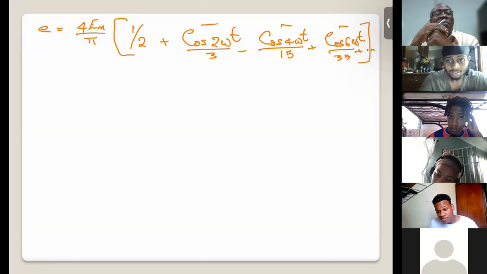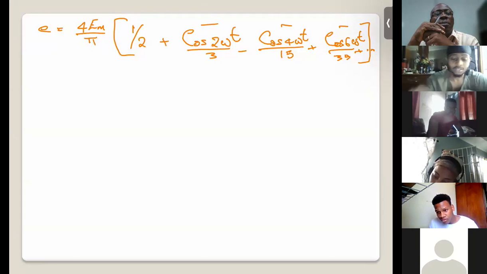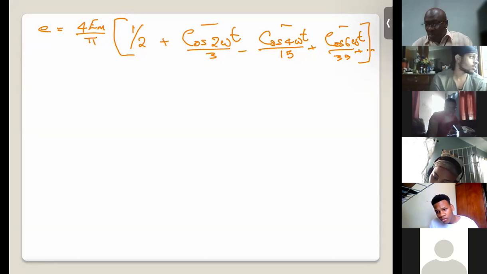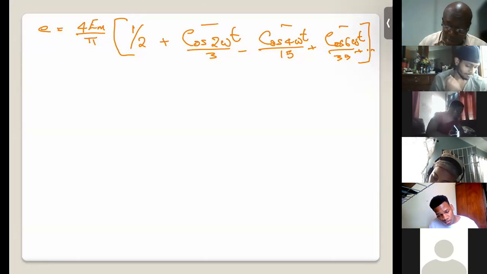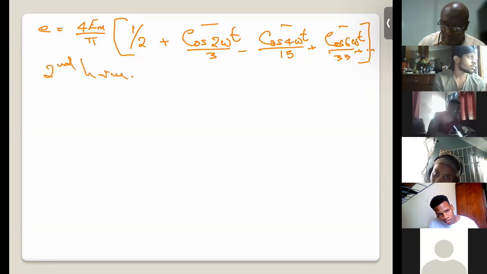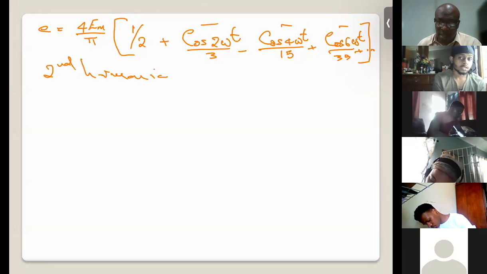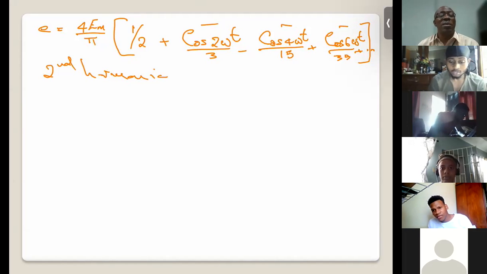Because from the equation it starts at cos 2 omega t. And 2 omega t would represent what? Second harmonic. Beautiful. Second harmonic. All right. So for the second harmonic, what would be the peak value? Mr. Bernard, let me see if you really understood what Mr. Denham said. What's the amplitude for the second harmonic?